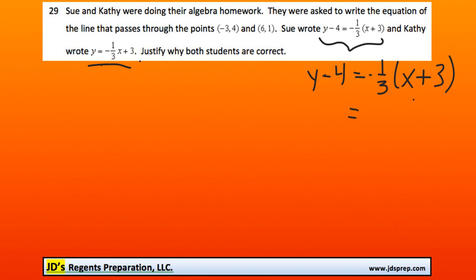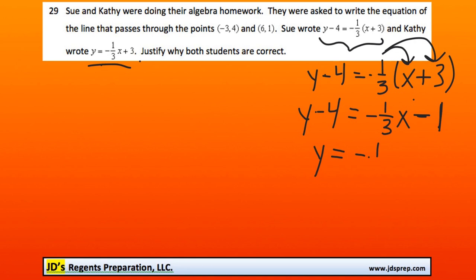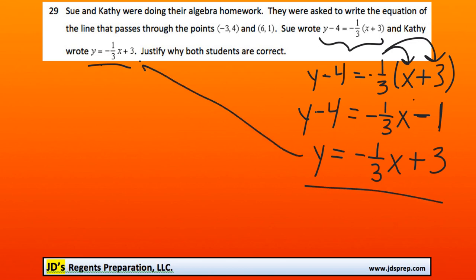So first I'm going to get rid of the brackets by distributing this -1/3 and multiplying it inside the brackets. So we would get -1/3 x, and then -1/3 times 3 is -1. Okay, so that's what y minus 4 is equal to. Now to get y completely by itself, I'm going to add 4 to both sides, and you can see what's going to happen here. -1 plus 4 is +3. So what we've just shown is that Sue and Kathy do in fact have the same equation.